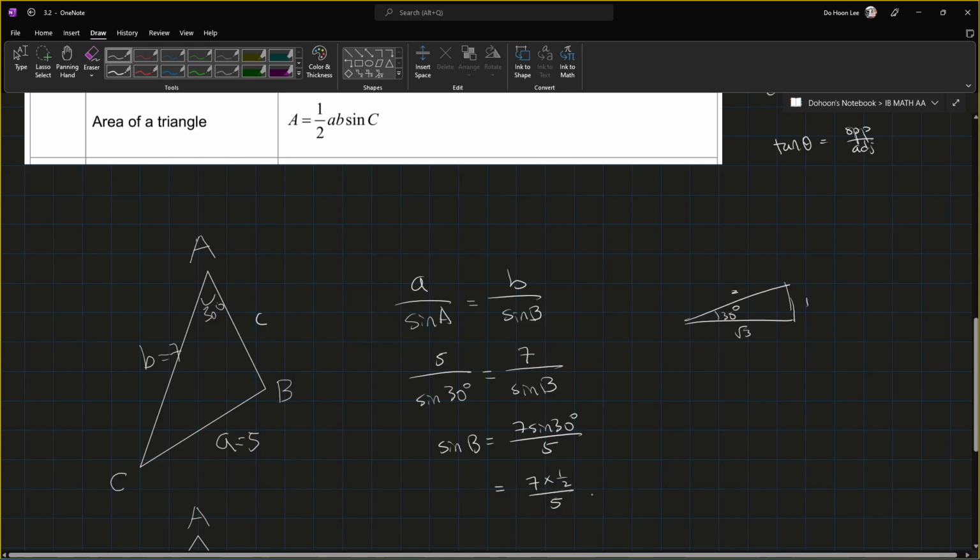And we know that this is equal to 7 over 10. And then, because we know that sine B is 7 over 10, we find B as arc sine of 7 over 10.